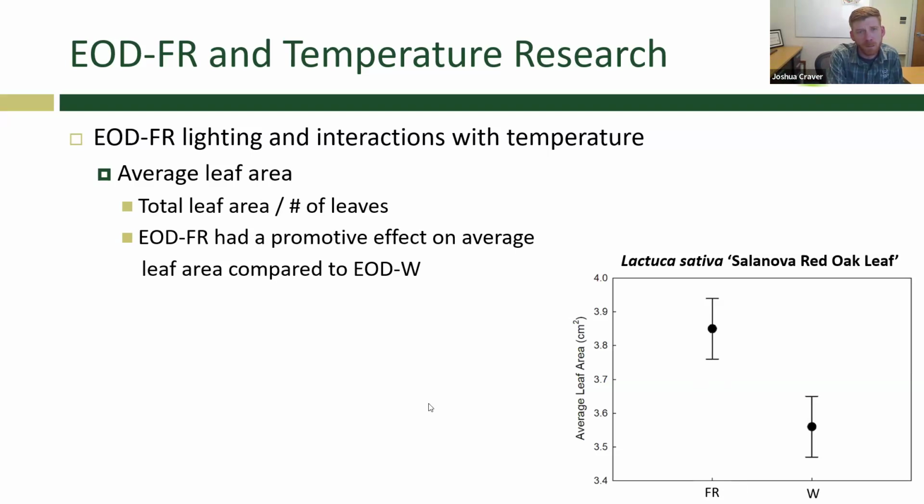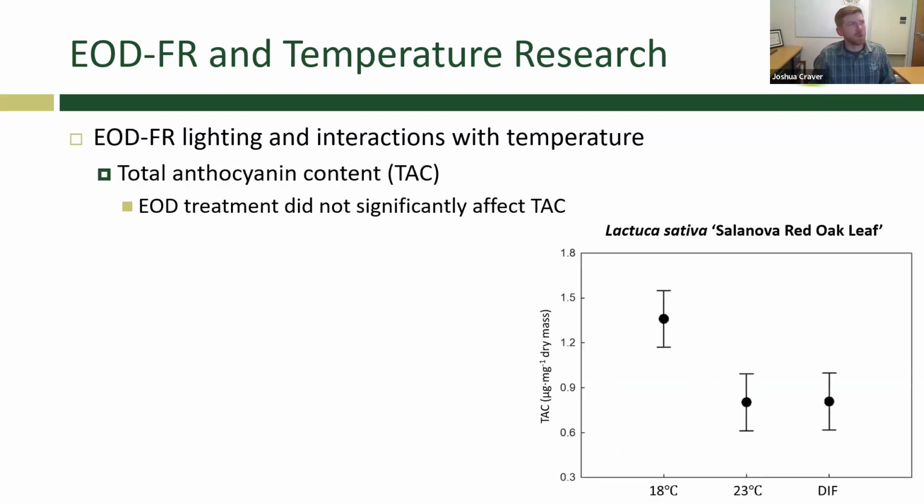Another interesting aspect of this, though, is anthocyanin content. Specifically, we measured total anthocyanin content. And what you can see here is that because pigmentation has been shown to also be manipulated by far red light, specifically end-of-day far red, we wanted to check it. What we found, though, is that end-of-day far red did not impact, in this case, total anthocyanins. What really was driving the responses was temperature.